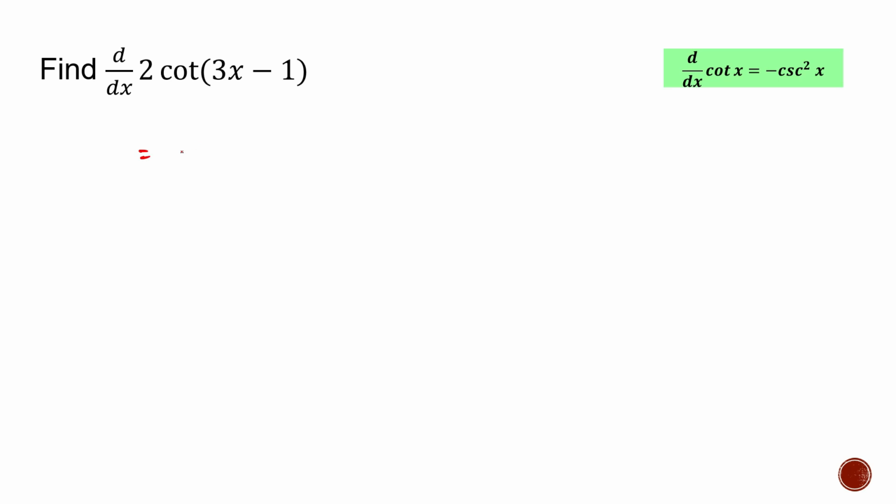Alright, so this is 2, and then the derivative of cotangent is negative cosecant squared, and then our angle is 3x minus 1. Multiply by the derivative of 3x minus 1, which is 3. So our final answer is negative 6 cosecant squared 3x minus 1.